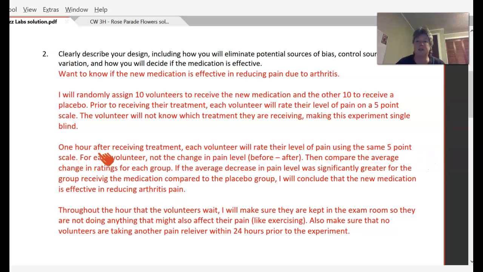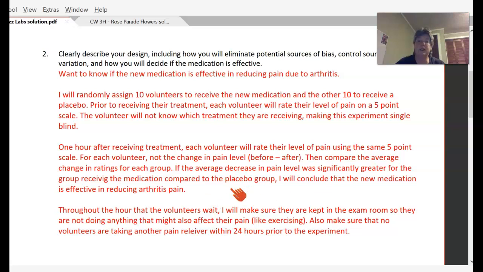And then it specifically said in the question that it was an hour. So I'm going to wait an hour after treatment and then have each person rate their level of pain again. And then I'm going to compare those or subtract those. So my response variable here is the change in level of pain. So I'm just going to indicate here which order I'm subtracting. It doesn't ultimately matter, but I'm going to indicate here that I'm going to do before minus after for everybody. And then again, I'm going to compare the average ratings for each group.